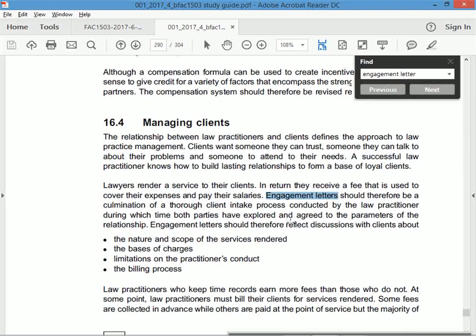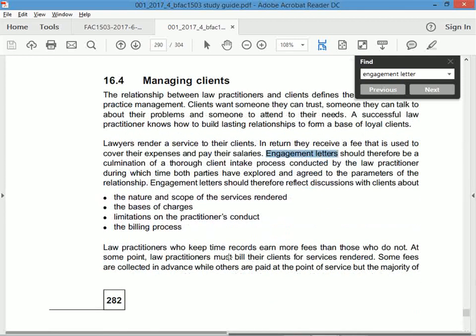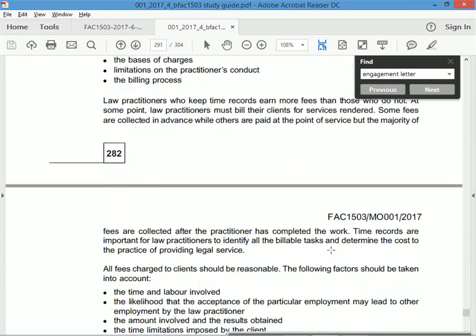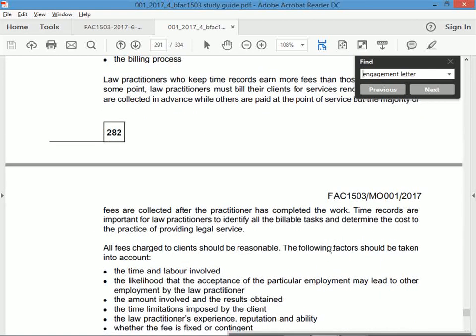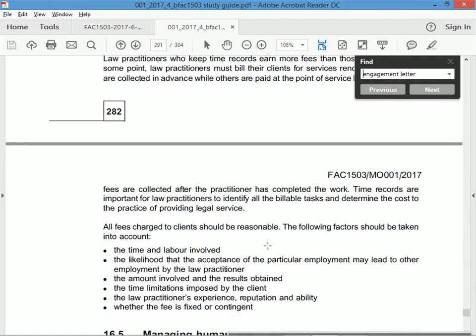Engagement letter. The engagement letter should therefore be a combination of a thorough client intake process conducted by the law practitioner. Okay, the engagement letter should therefore reflect discussions with clients about the nature and scope of services, yes. Basis of charges, yes. Limitation of the practitioner's conduct, yes. Billing process, yes. Law practitioners who keep time records, where's the other bit? Okay, the following factors should be taken into account.